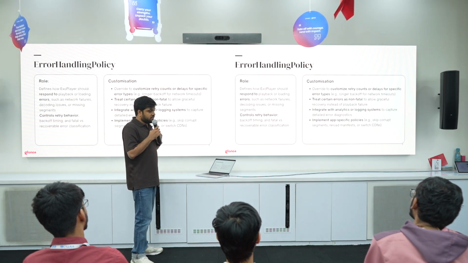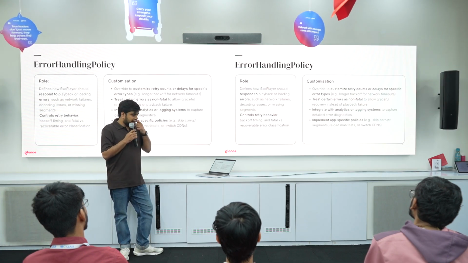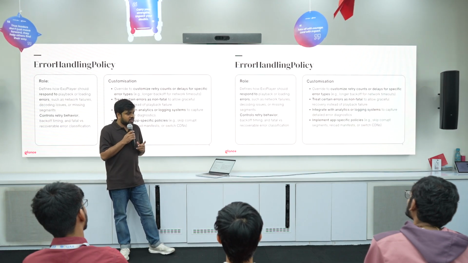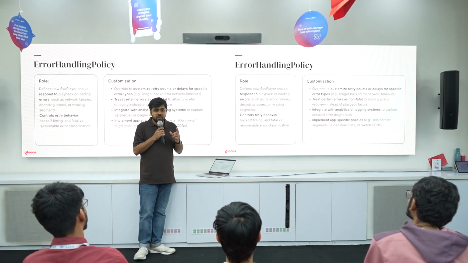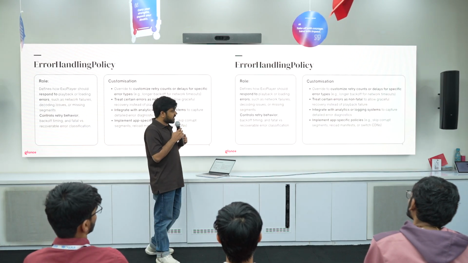On the basis of error codes, we can tell that this is a track selection error, so let's do a different track selection, as this track is faulty. Or this is a rendering error, so let's not do audio rendering, let's only do video rendering, because maybe the audio track is faulty.